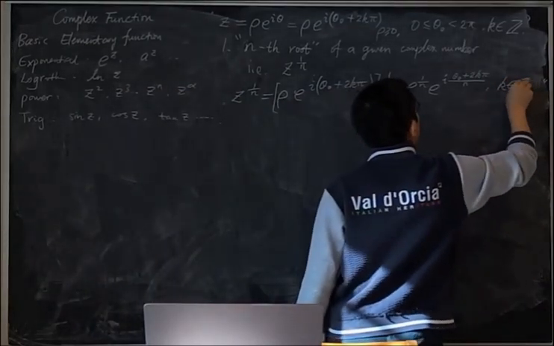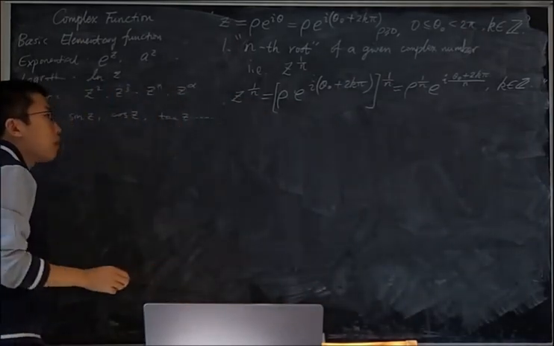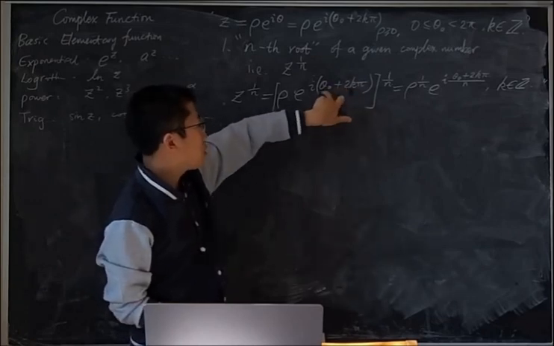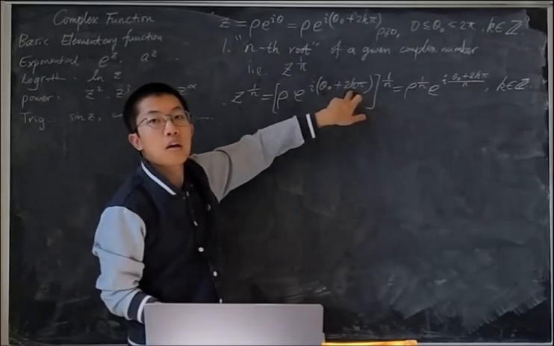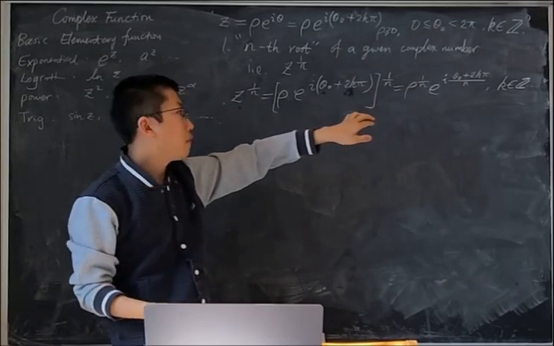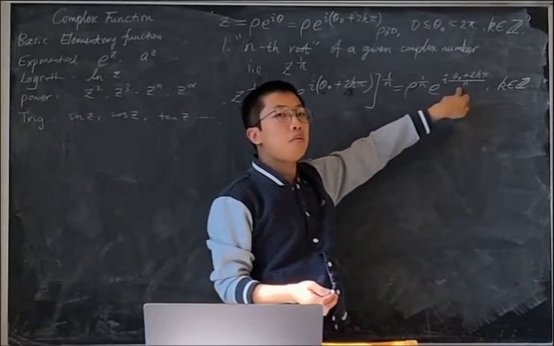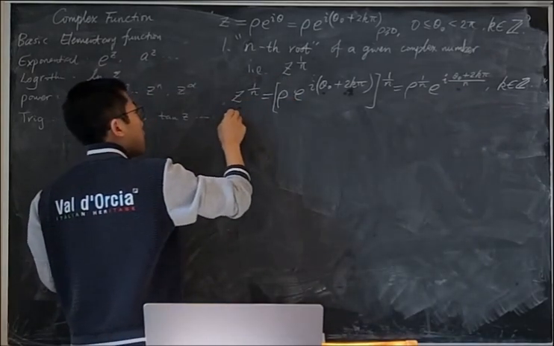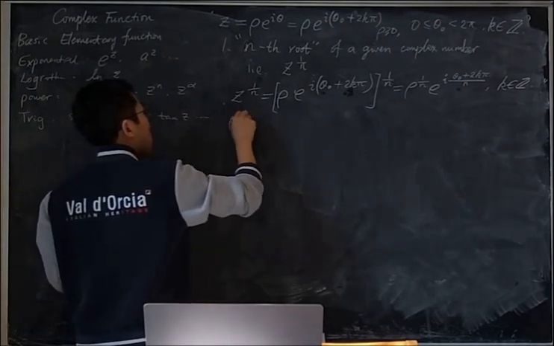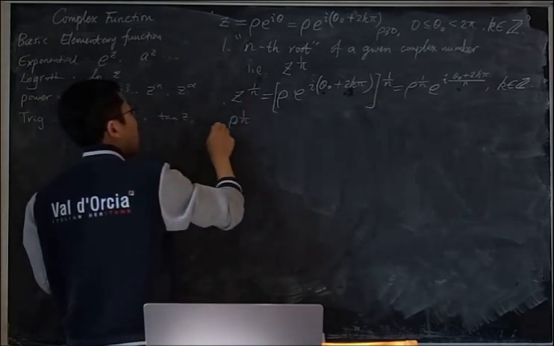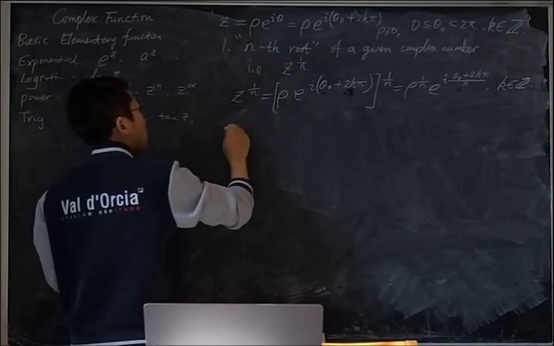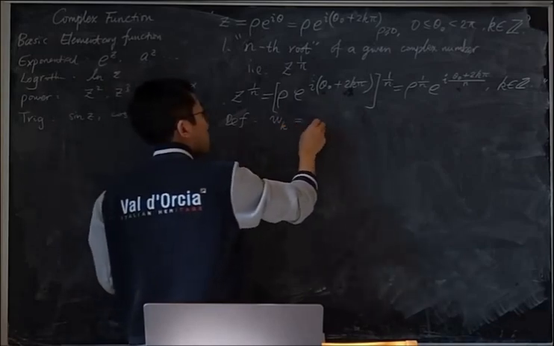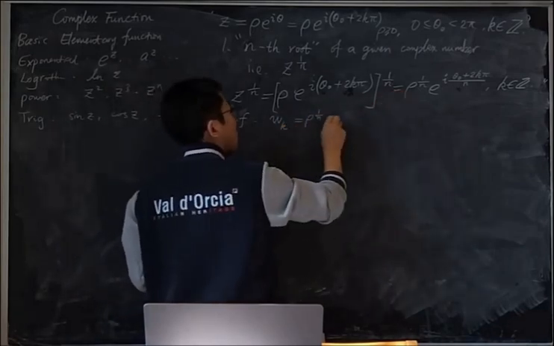k could be any integer. Let's see. If I just talk about z and I set this k to be integer, then theta naught plus 2k pi, 4k pi, 6k pi is the same thing. But when I have an n on the bottom, problem begins to occur. For example, I'll say rho to the 1 over n as some kind of, I'll just define w_k equals this value, whatever.